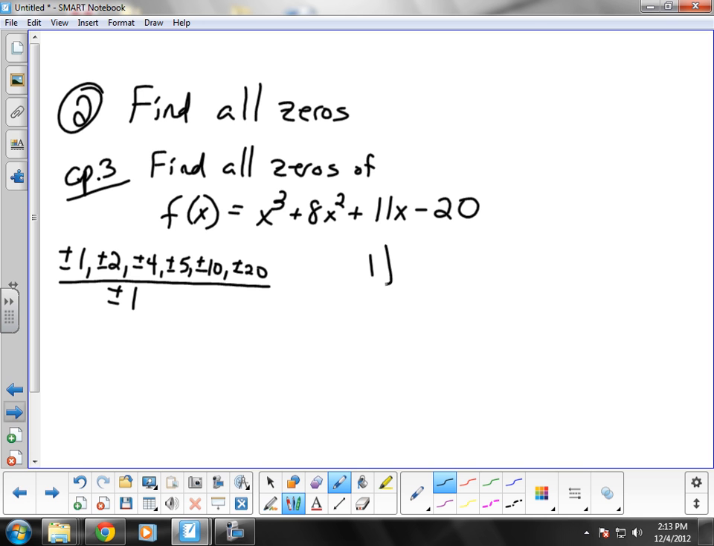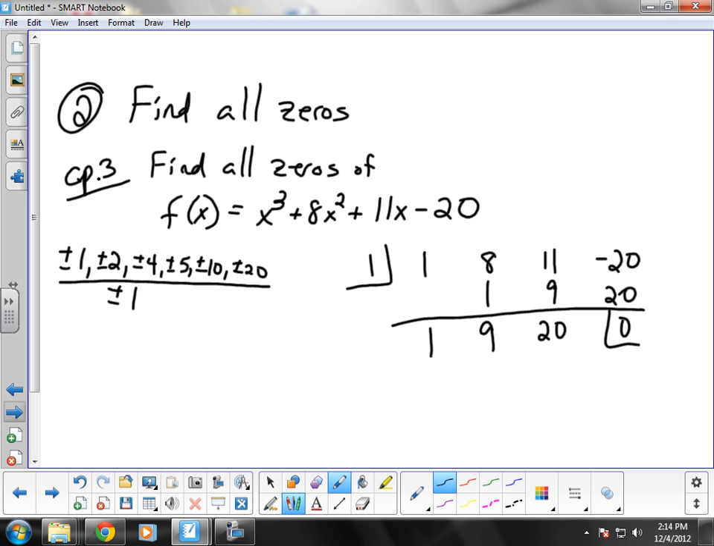So I'm just going to try positive 1 to see if that's a 0. And so I've got 1, 8, 11, and negative 20. Bring down the 1. 1 times 1 is 1. That gives me 9. 9, and that gives me 20. And that is so nice when that happens. Sweet. Okay. That's right. That's what it means that it's a zero, because when I plug this value in, I get a function value of 0.